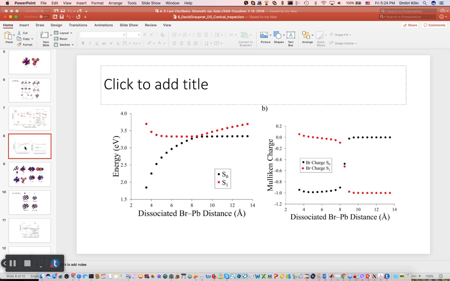So here we're looking at the potential energy surface calculated for the bromine distorted molecule, and as you pull the bromine farther away from the lead, it increases, and the potential energy surface for the first excited state meets the ground state around 9 angstroms.